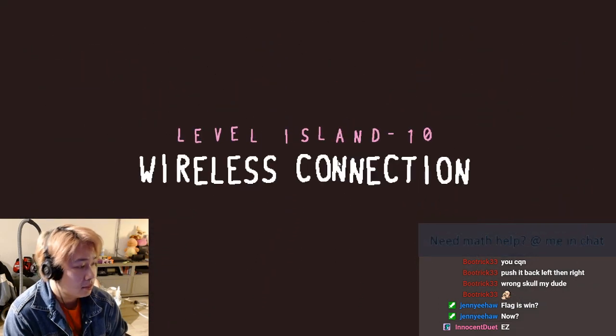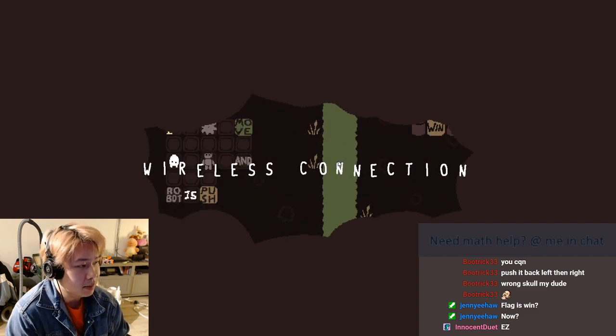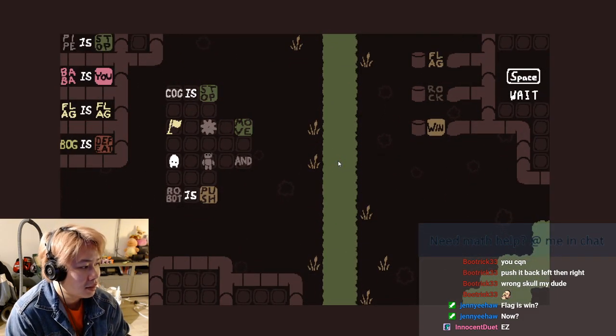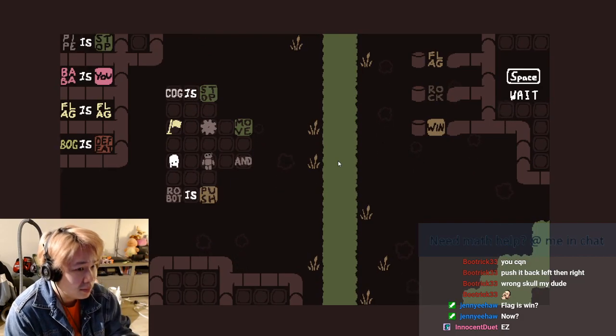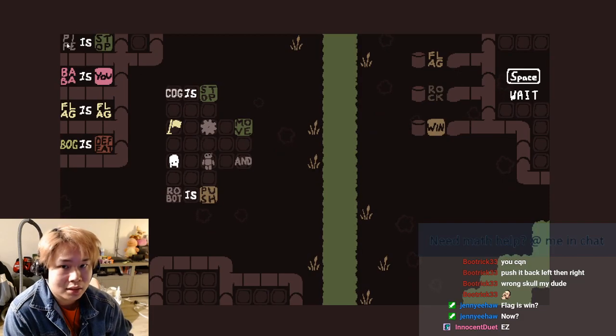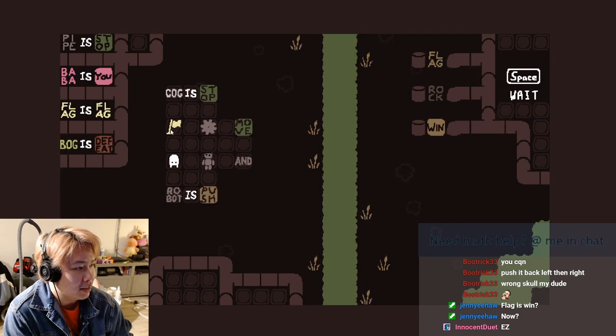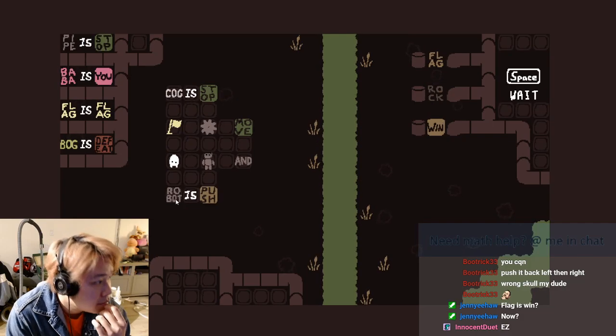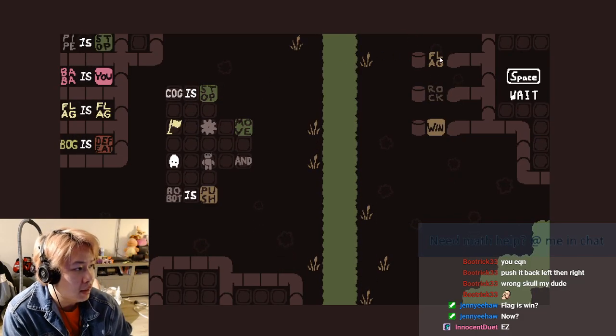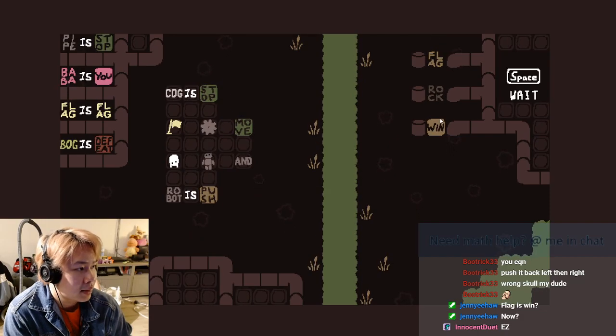You know, I wonder how they come up with these stages, because it seems like making the puzzle is almost as hard as finding out how to solve them. Okay, let's see. Pipe is stop. Baba is me. Flag is flag, which means that I can't change the flag into anything else. The bog, which I'm assuming is this green stuff, is defeat. And then cog is stop. I have move, and then push. I can push the robot. And over here, I have flags, rocks, and the word win.